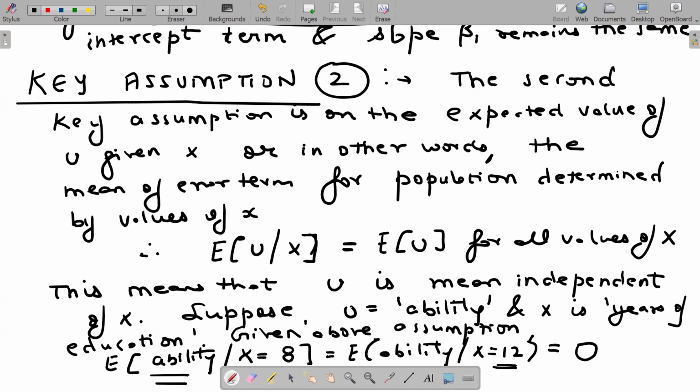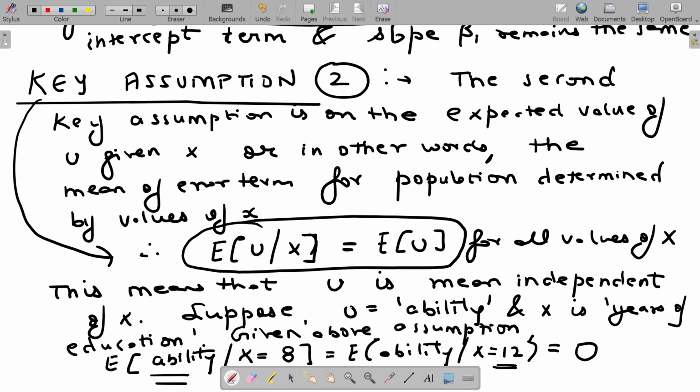So the second key assumption is telling us that expected value of u is not influenced by x. It means expected value of u conditional on x is equal to expected value of u only. That means u has nothing to do with x. When x changes values from 8 to 12, the expected value of ability is not changing. It is still the same.